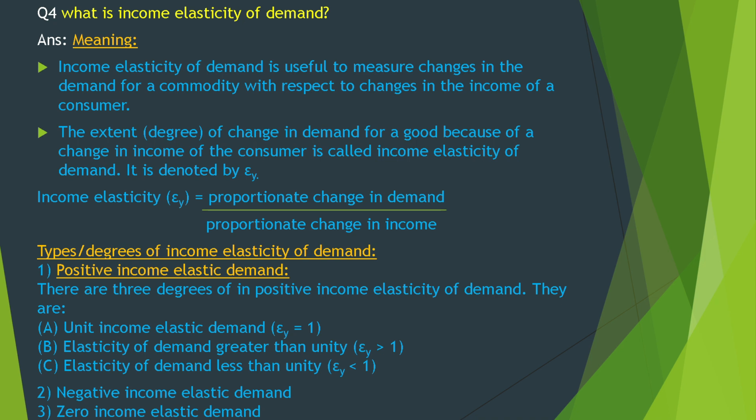Types or degrees of income elasticity of demand. Positive income elastic demand: there are 3 degrees of positive income elasticity of demand. They are unit income elastic demand, EY equals 1; elasticity of demand greater than unity, EY greater than 1; elasticity of demand less than unity, EY less than 1. Negative income elastic demand. Zero income elastic demand.